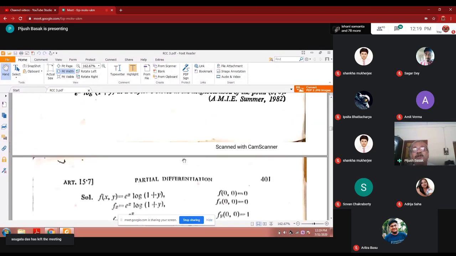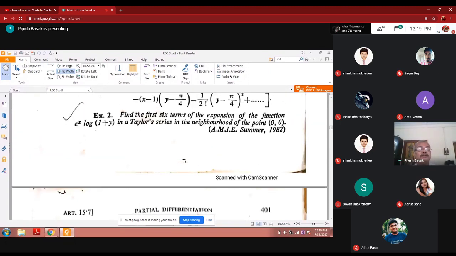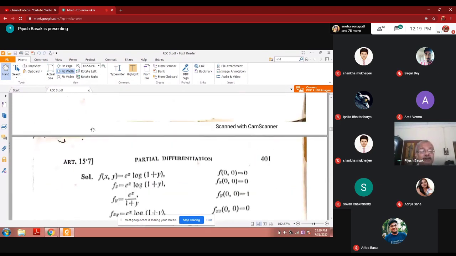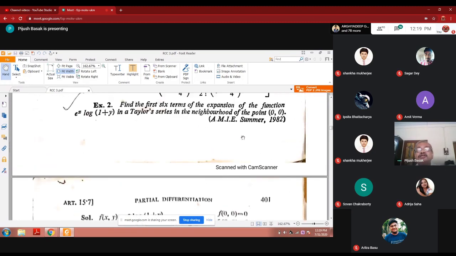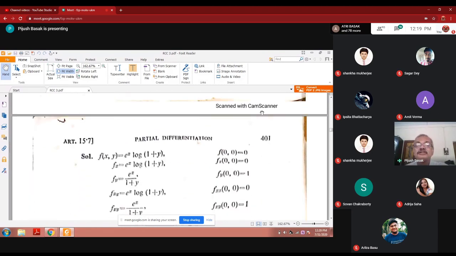So what is the neighborhood of the point? The point is (0, 0). They have given it in the problem, so I shall use (0, 0). The function is f(x,y) is e to the power x log(1 plus y). One by one we find out: f(0,0) is equal to 0, and then fx is equal to e to the power x log(1 plus y), so fx(0,0) is equal to 0, and fy is equal to e to the power x by (1 plus y). You are well aware of the differentiation. So fy(0,0) is 1.